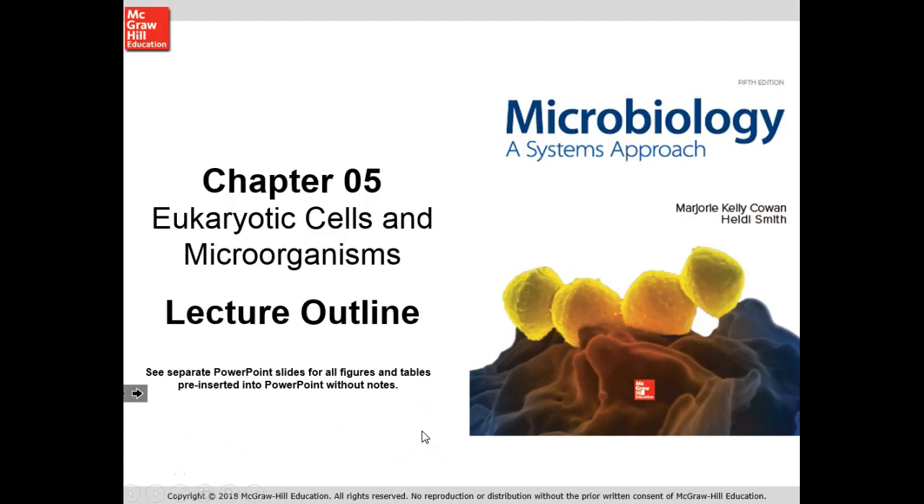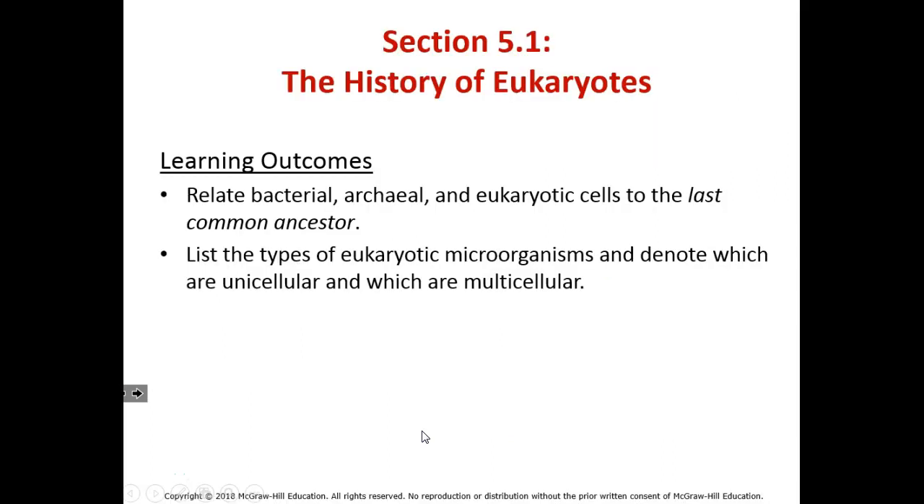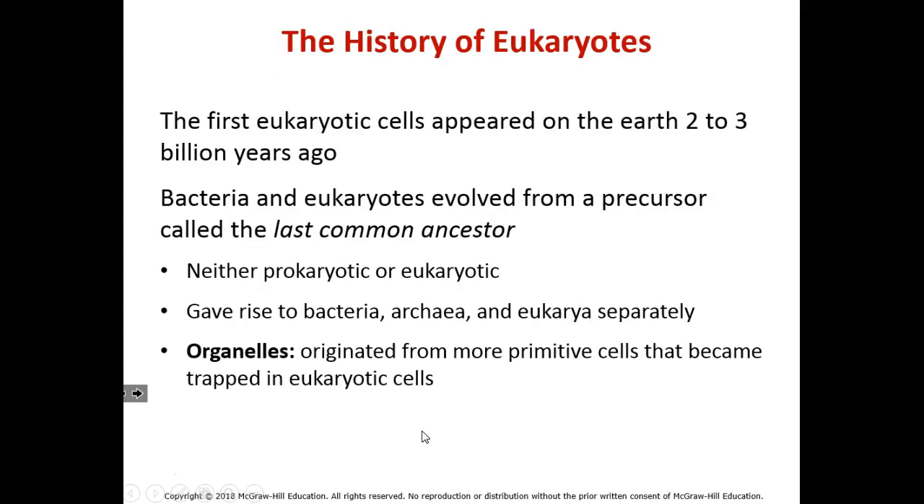Good morning, class. Chapter 5, Eukaryotic Cells and Microorganisms. Our learning outcomes will be to relate bacterial, archaeal, and eukaryotic cells to the last common ancestor, and to list the types of eukaryotic organisms and denote which are unicellular and which are multicellular.